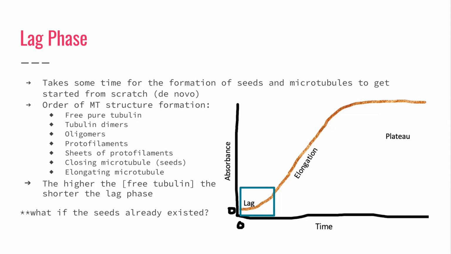And then the more free tubulin that you have in your test tube, the shorter the lag phase, because you get more interactions between the GTP bound tubulin. And then this question, what if you add the seeds or had microtubule organizing centers in your test tube? What would happen is that the lag phase would shorten a lot, and you would basically only have an elongation and plateau, and you would skip this lag phase because you don't need to create the microtubules from nothing.